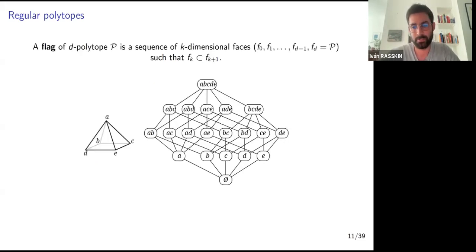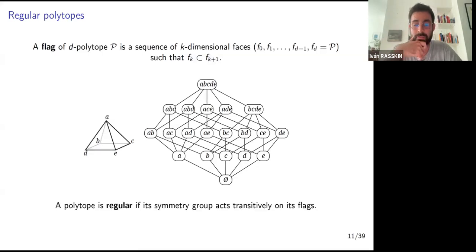Polytopes are geometric objects, but they are also combinatorial objects. We can use the combinatorial structure of a polytope, the cells of this complex, and we can use the face lattice structure, that is a poset. It's just the collection of all the faces, of all dimensions, with the inclusion relation. A flag of a polytope is just a chain of faces that starts from the bottom and rises to the top.